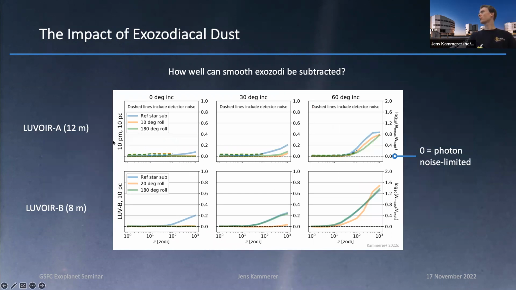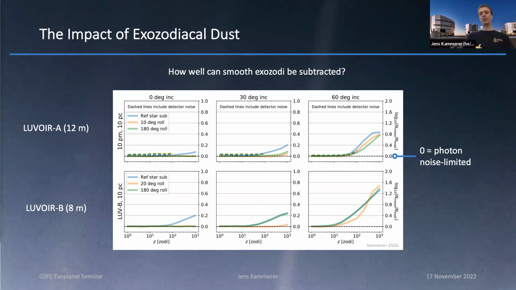So we made simulations for both a LUVOIR A concept and a LUVOIR B concept, which is a bit more similar to what has been recommended by the Astro2020 decadal survey. And these plots basically show, as a function of the exozodiacal dust level, so we start at 1 and go out to about 1000 SODIs, how close do we get to the photon noise limit? Because the y-axis shows the ratio of the noise that we measure in the images to the noise that we expect based on photon noise. Actually, the logarithm of that.